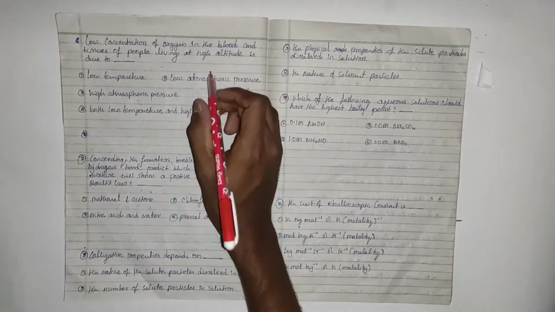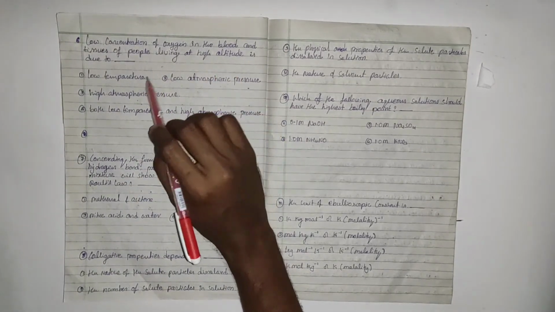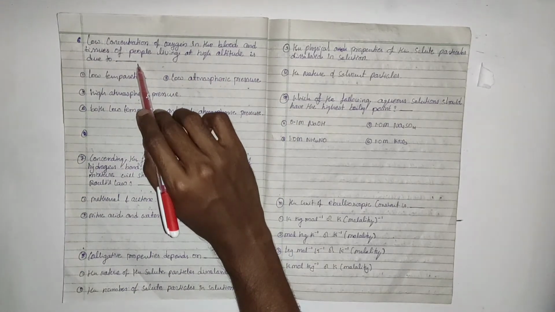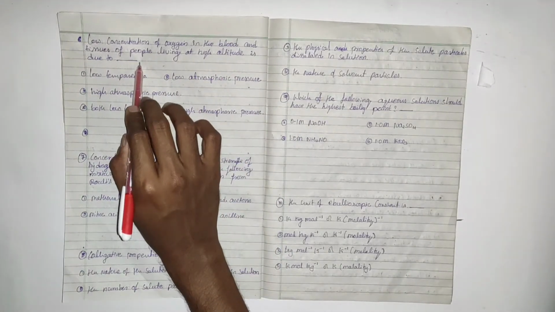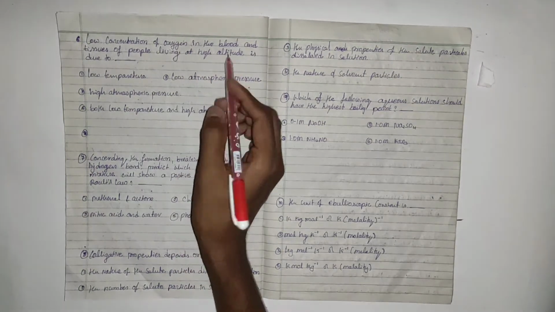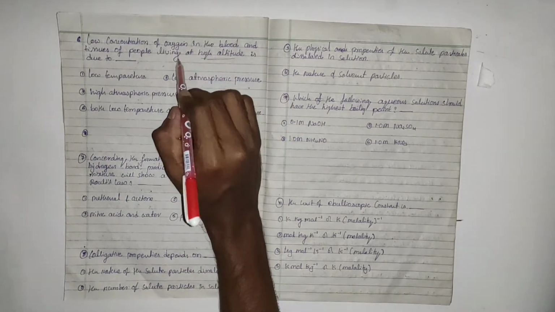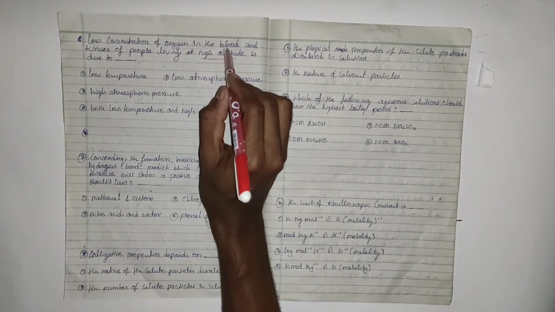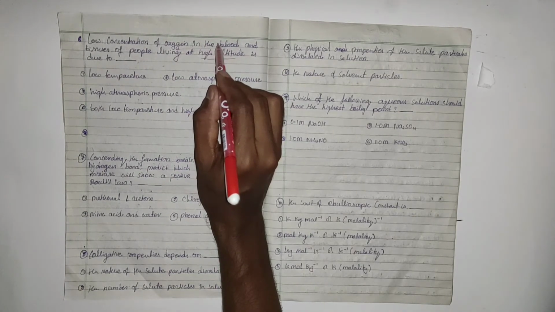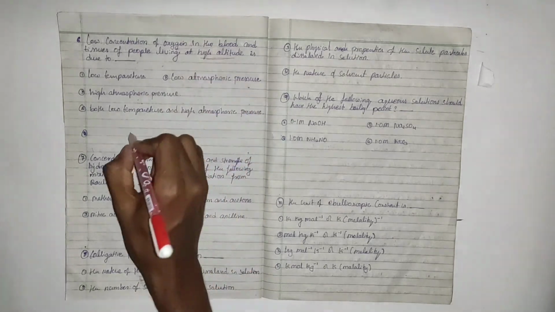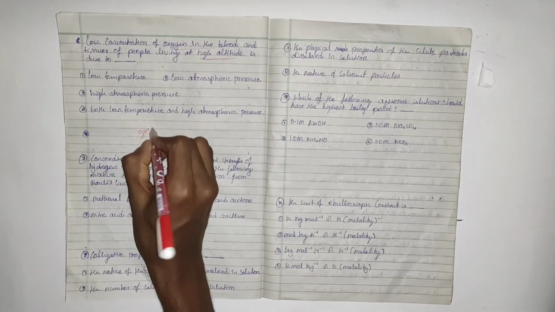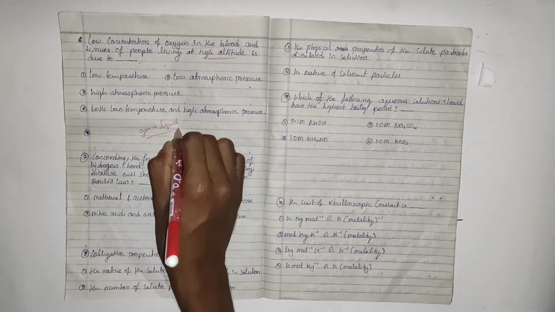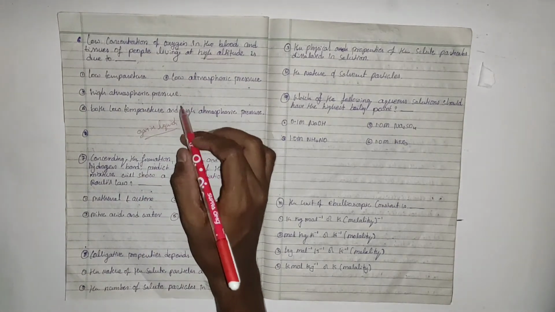Low concentration of oxygen in the blood tissue of people living at high altitude is due to dash. Here you remember one thing: the question gives high altitude and oxygen in blood. Oxygen in blood means oxygen in blood tissue, that is, a gas in liquid type of interaction.